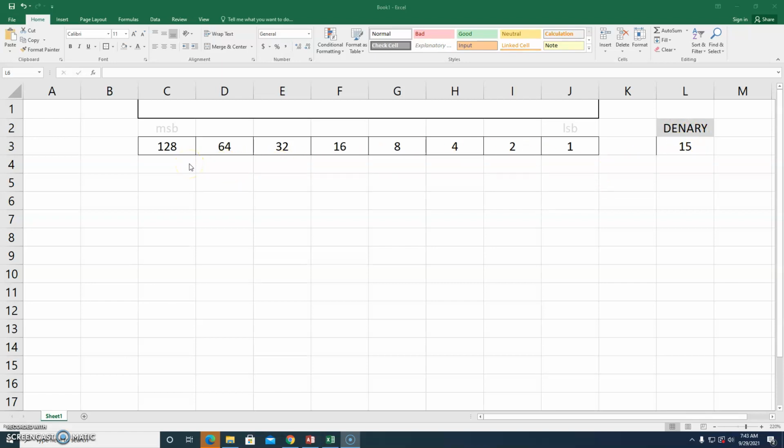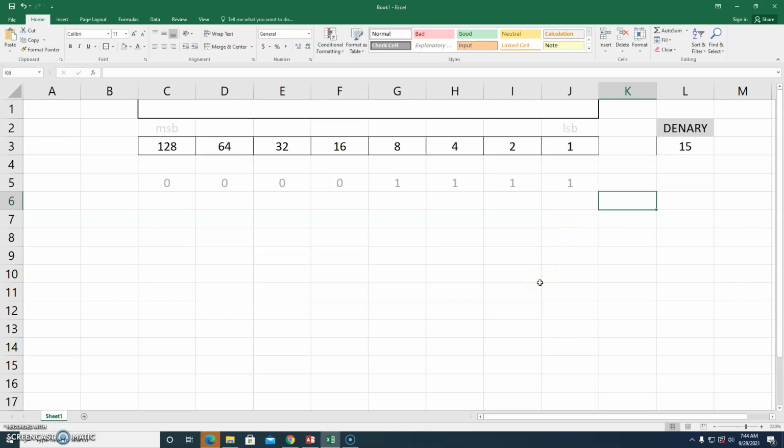convert it into binary. So we don't need a 128, we don't need a 64, we don't need a 32, we don't need a 16, we do need an 8, the remainder is 7, we do need a 4, the remainder is 3, we do need a 2, the remainder is 1, and we do need that 1. So this is 15 represented in 1 byte of binary information.